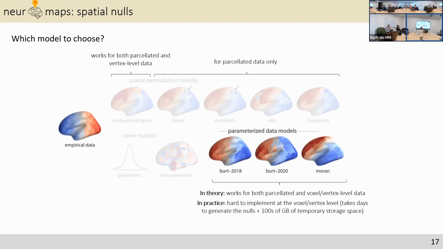This is something we're working on to make them more usable, but right now it's not super easy to use these parameterized data models at the voxel or vertex level. So we usually recommend people use a parcellation.